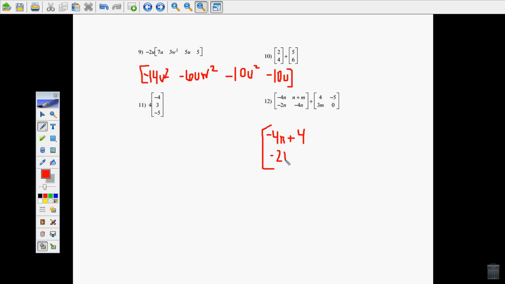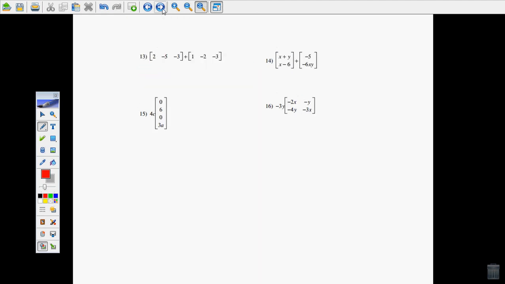-2n plus 3m. This one's a little more advanced as well. And then right here, n plus m plus a -5, we'll just have to write all of those out. n plus m minus 5. You just leave it all like that. Okay, and then the last one, -4n plus 0, would just be a -4n. So that's a unique looking matrix right there, but it is really how you would do it. That's a little more on an Algebra 2 level, but hopefully you understand it.